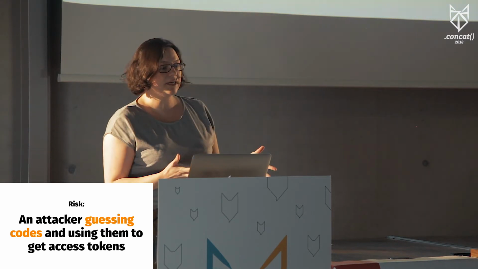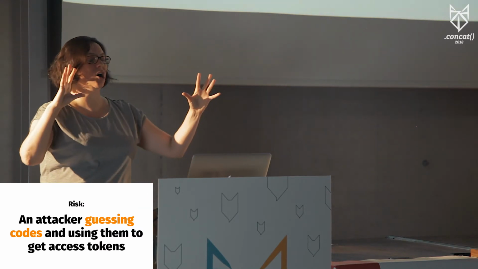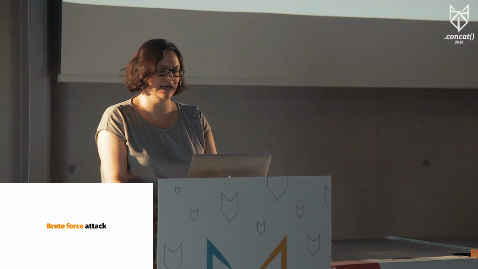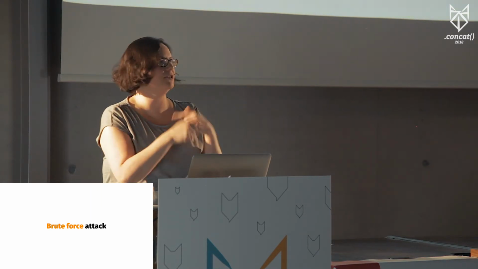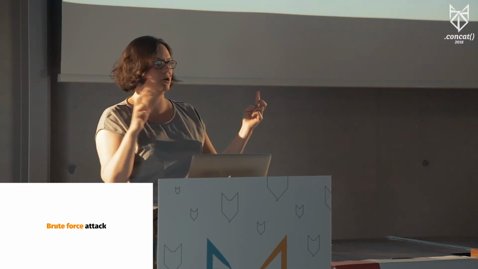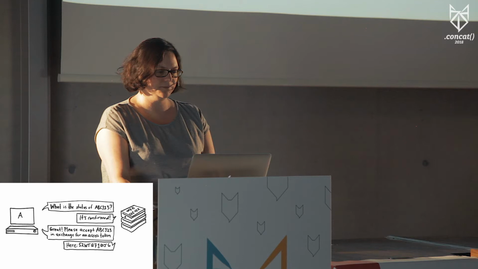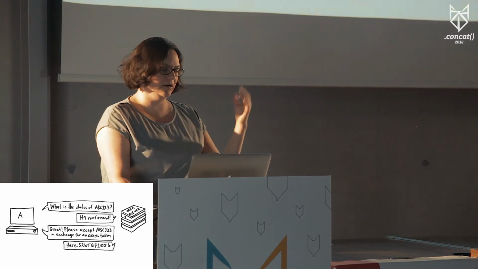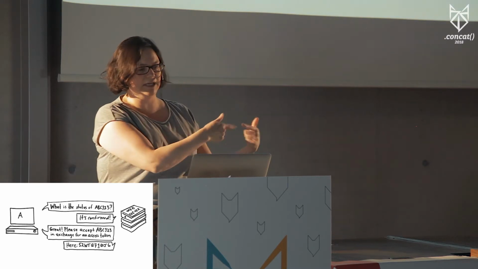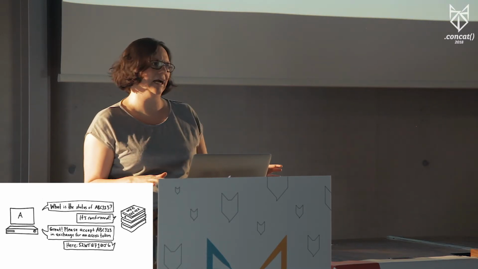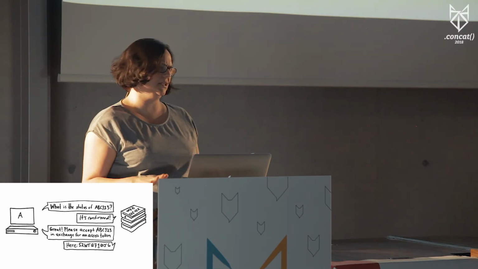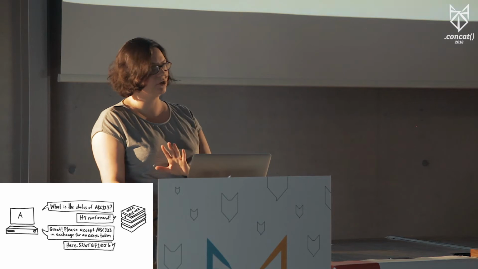Another risk is an attacker just guessing codes and gaining access. This is a brute force attack, where the person runs through all possible codes to try and get access tokens, looking for confirmed ones. Essentially the attacker is pretending to be device A, and they're just continually asking. This is the easiest attack to imagine. It's the easiest to implement, but it's actually very easy to protect against. The solution is not obvious.